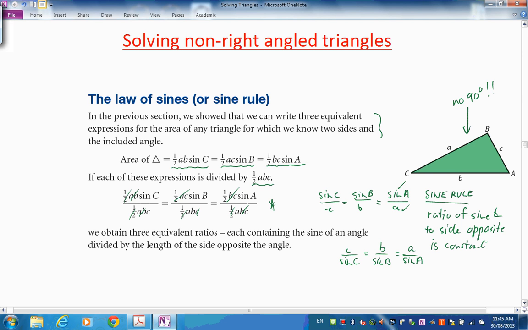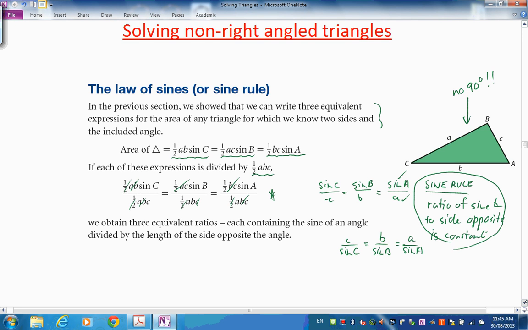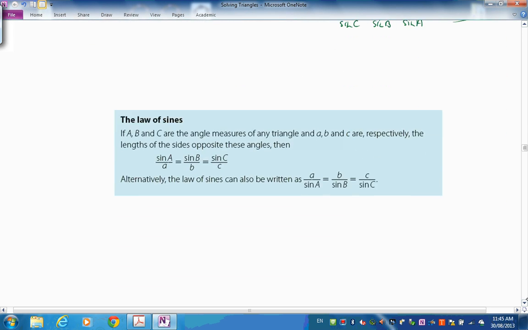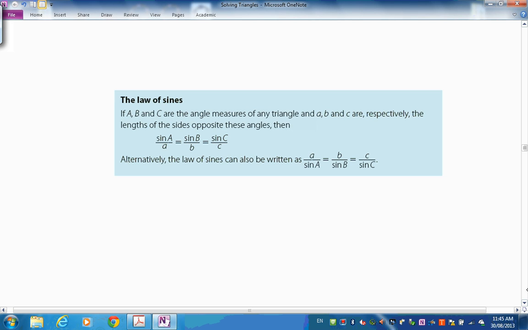Have it in the numerator. So here is the sine rule. The ratio of the sine of an angle to its side opposite is constant. That could be very useful. Let's have a look at it. Here it is, law of sines or sine rule, can be done either way.